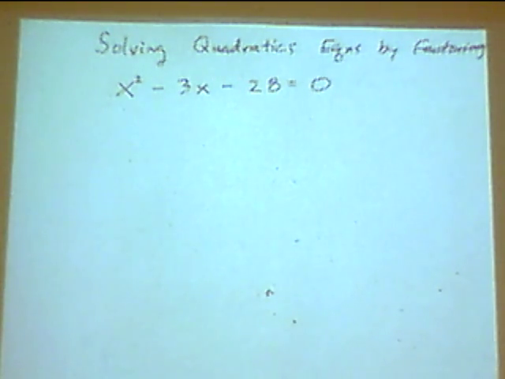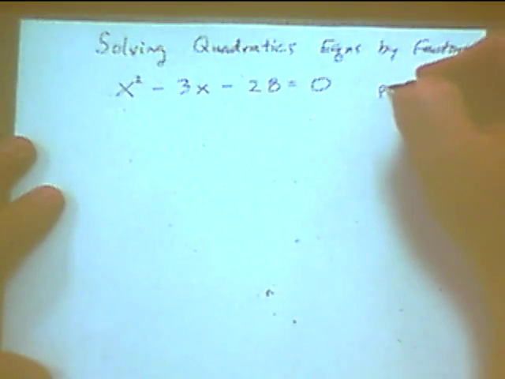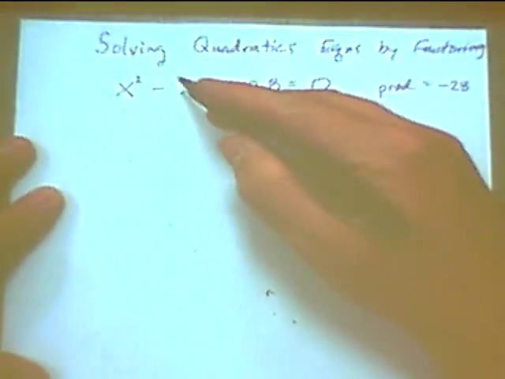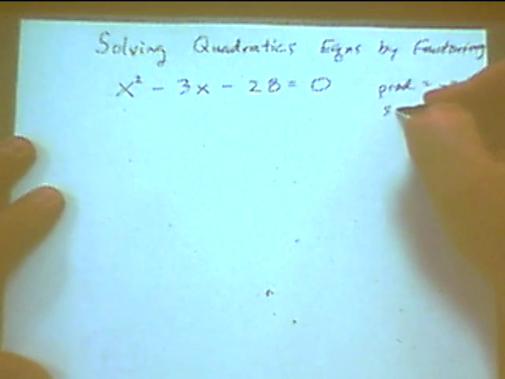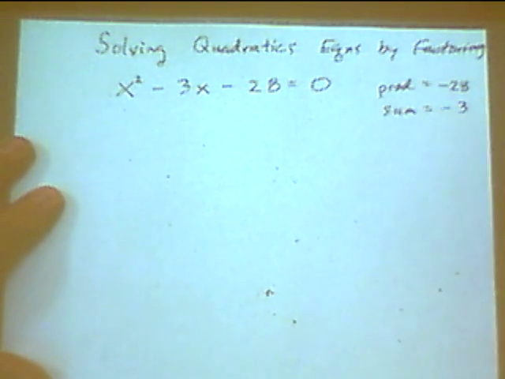First thing we check is for a GCF. There is no GCF. And now we see there are three terms. So it's a trinomial, so we're going to do product sum. So I go off to the side, and I see that my product is going to be 1 times negative 28. So it's negative 28. And my sum is the coefficient of the middle term, and it's negative 3.